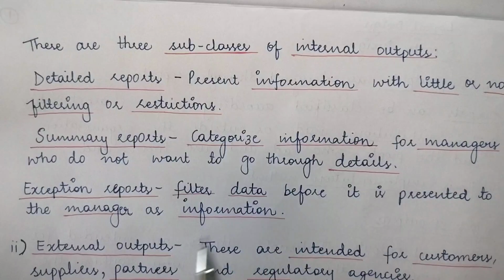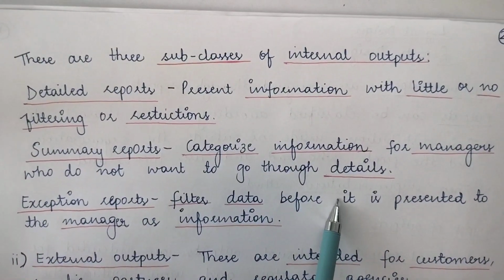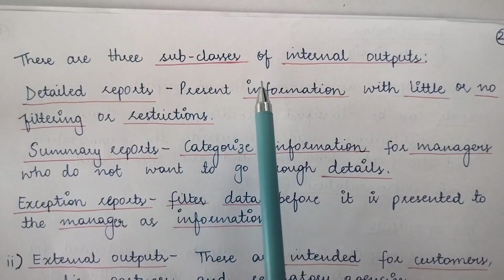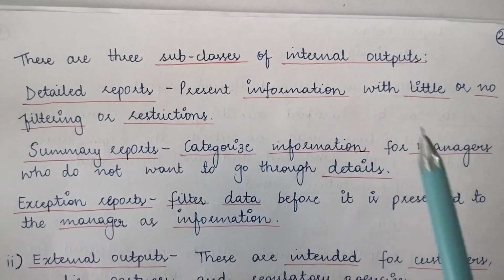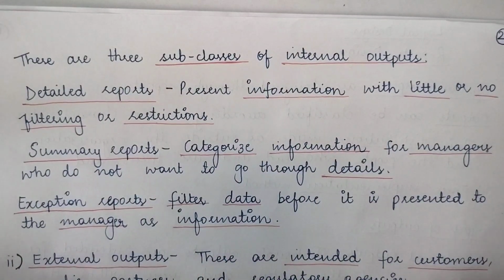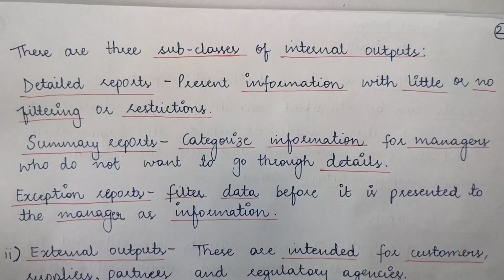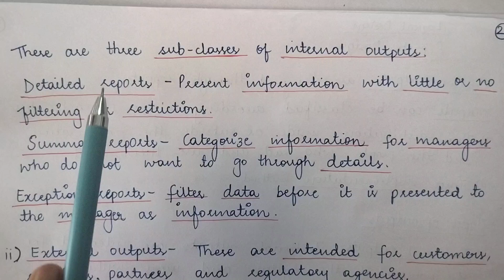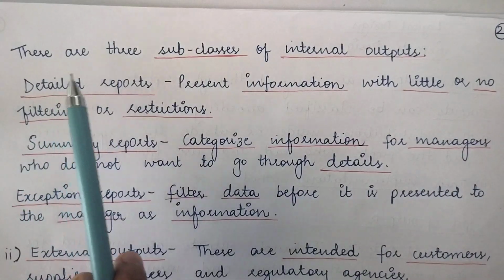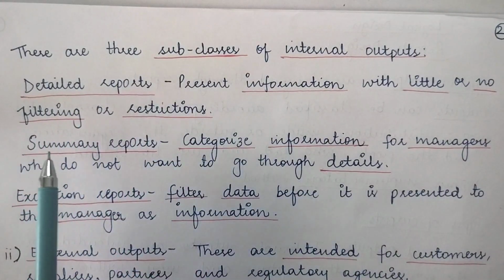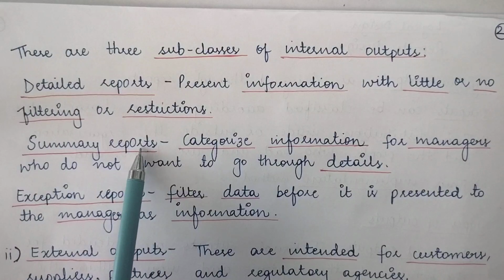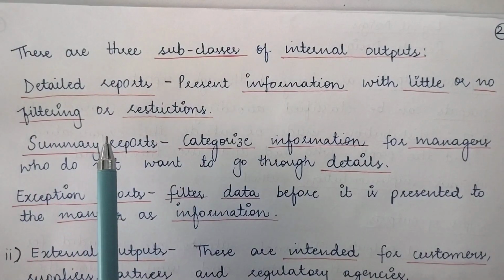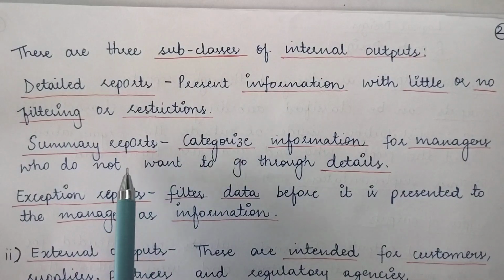Then the second category is external outputs. Now before we study external outputs, we must know that if we talk of internal outputs, there are three subclasses of internal outputs. That means further you can classify internal outputs into three subcategories. What are these three subcategories? The first one is detailed reports, the second one is summary reports, and the third one is exception reports. Now let's get into the details of each of these subcategories.